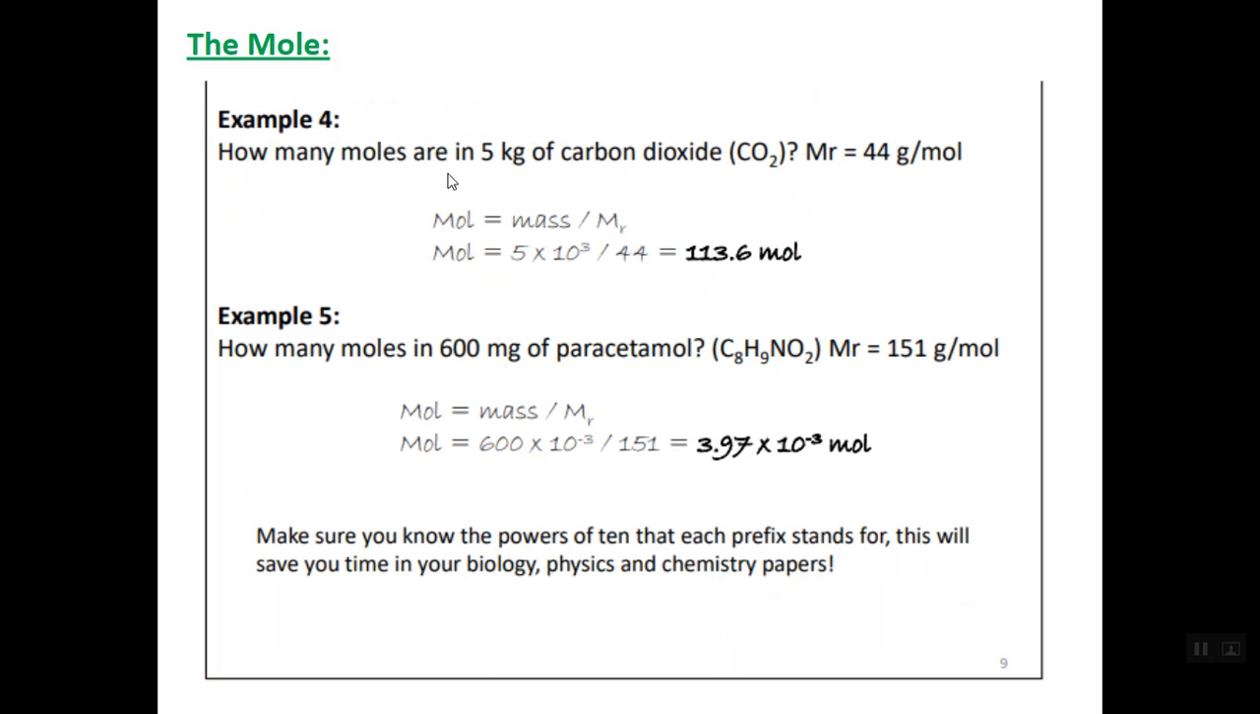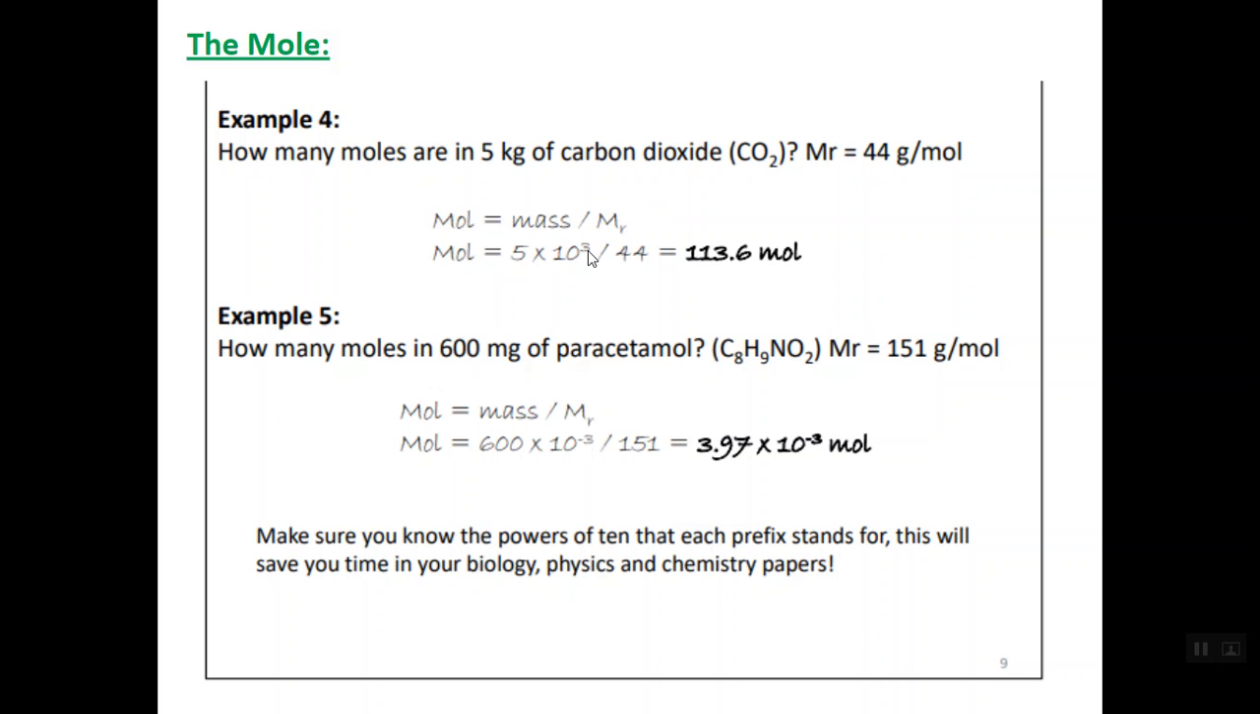So how many moles are in 5 kilograms of carbon dioxide? Now the thing is, straight away, kilograms. When we're working out moles, or we're using this equation, the units have to be in grams. So the first thing that you can do is you can convert 5 kilograms into grams. And to do that, you are going to times it by 1,000. So you are going to get 5,000 grams in 5 kilograms because there's 1,000 grams in a kilogram.